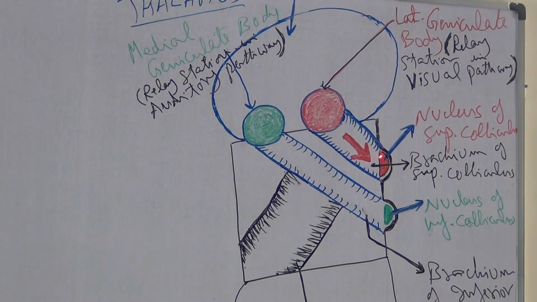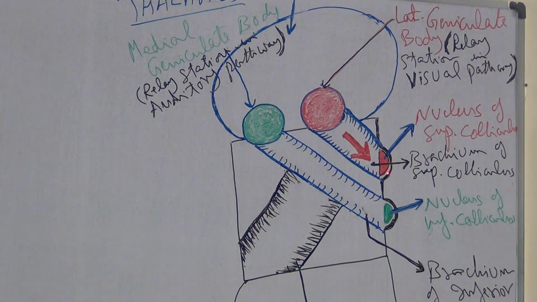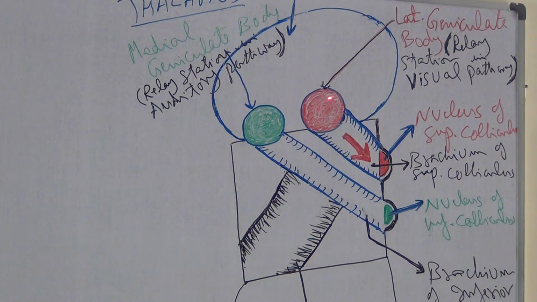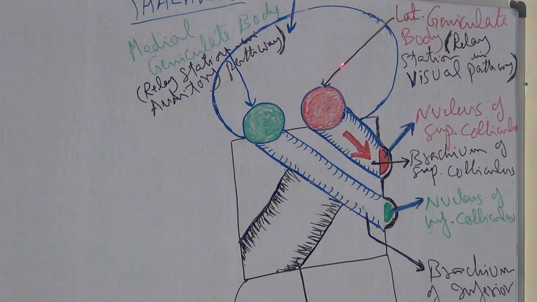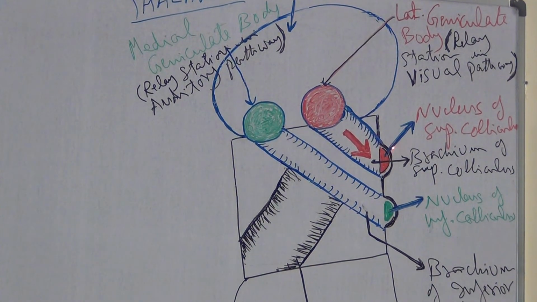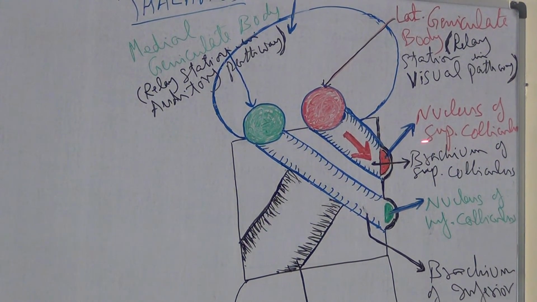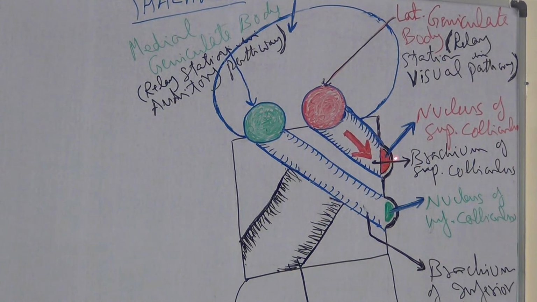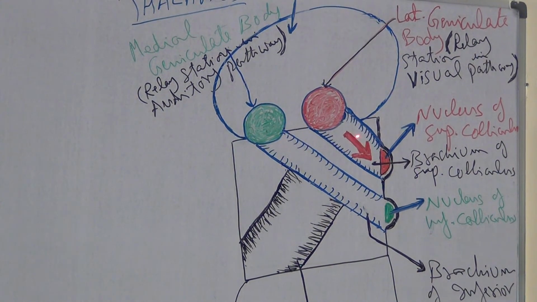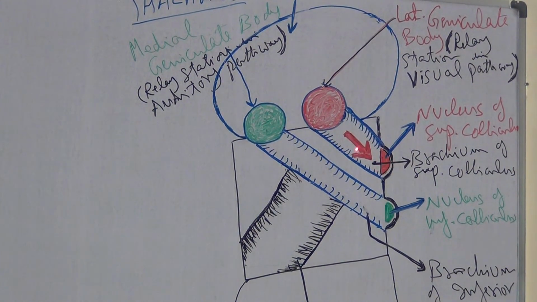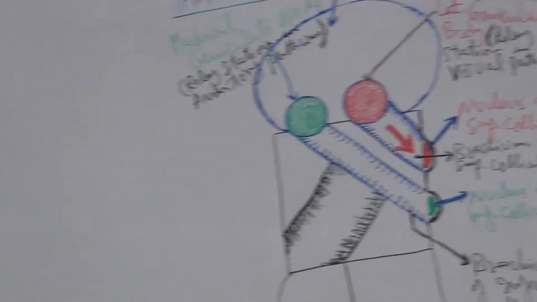So nucleus of superior colliculus is a relay station in the visual reflex pathway. Lateral geniculate body is a relay station in the visual pathway, while the nucleus of the superior colliculus is a relay station in the visual reflex pathway. The fibers of the brachium of superior colliculus run downwards and backwards to relay in the nucleus of superior colliculus, and from the superior colliculus two tracts arise.